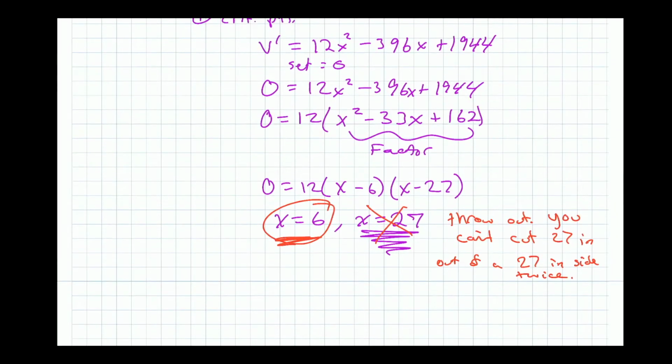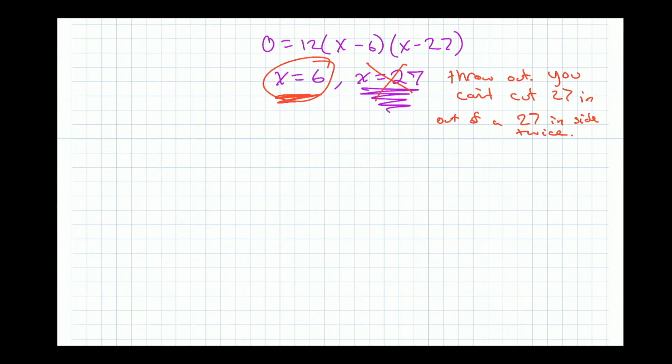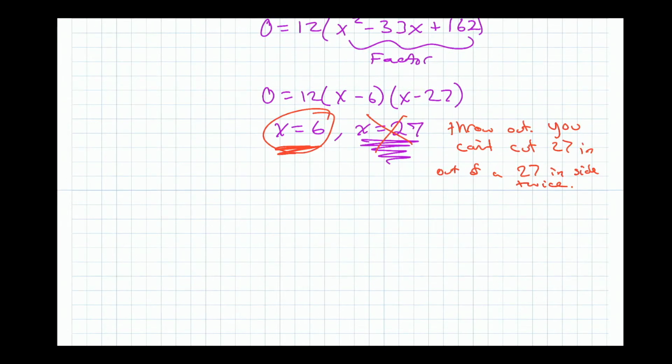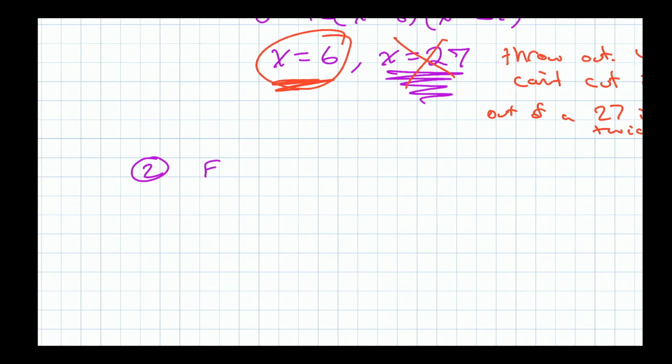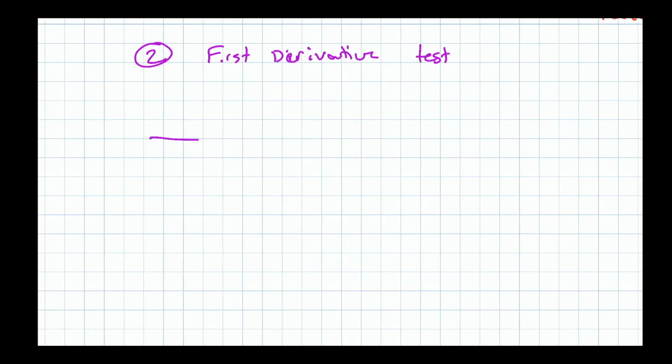What do you do once you have critical points? You need to somehow test them to make sure that they are maximum or minimum, just so that we know what we get. So let's do the first derivative test. Okay, so we're going to make a number line. We know this. You put x equals 6 here. This is where v prime is 0.